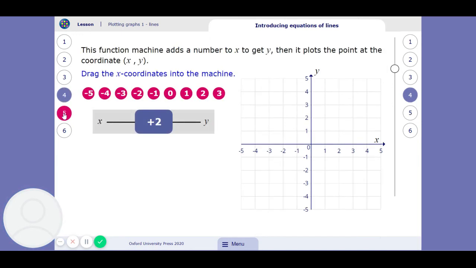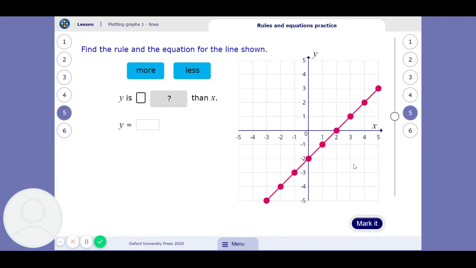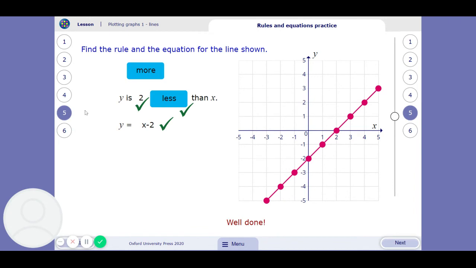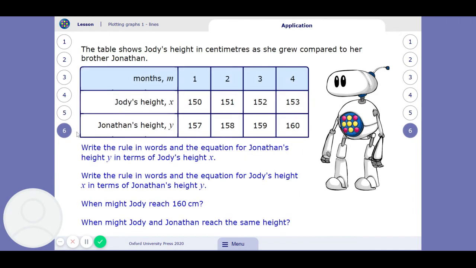Okay, and one last one. So let's pick this one, nice easy whole numbers. So 3, 1. So that means y is less because it's the second number. 3 down to 1, it's 2 less. So 2 less means x take away 2. Right, so let's move on to the next one.